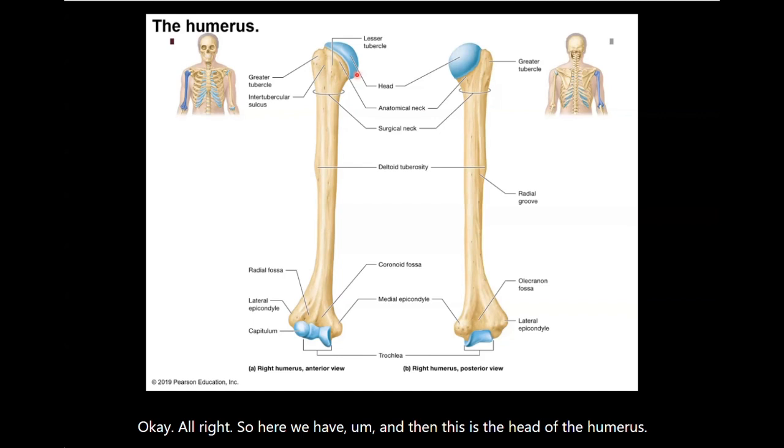All right. So here we have the head of the humerus. This is the neck of the humerus. Okay, so the top of the humerus is really not bad, right? It has the greater tubercle, lesser tubercle, and intertubercular sulcus.